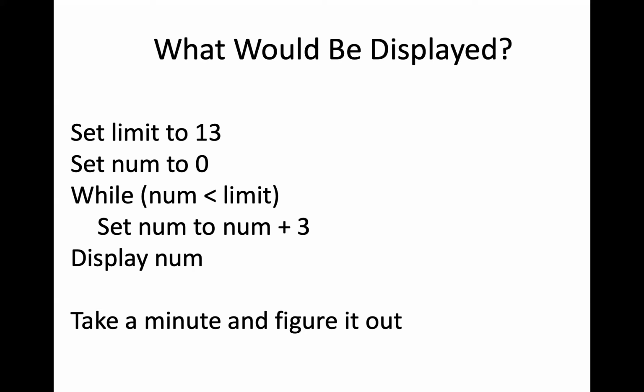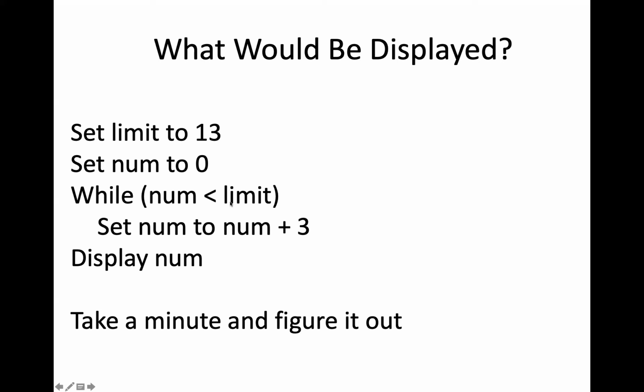So let's look at what happens. We start off with the condition being true because 0 is less than 13. So we're going to execute the action, and now num goes from 0 to 3. The condition is going to stay true for the next several iterations of the loop. So num, which started at 0, is going to go to 3, then 6, then 9, then 12. Here we're getting close to the limit, so we should think about this, but 12 is still less than 13. So we execute the action again, and now num goes to 15.